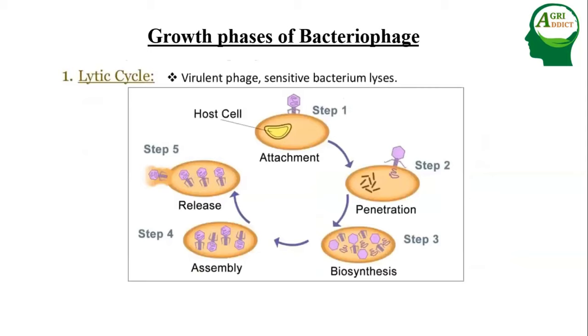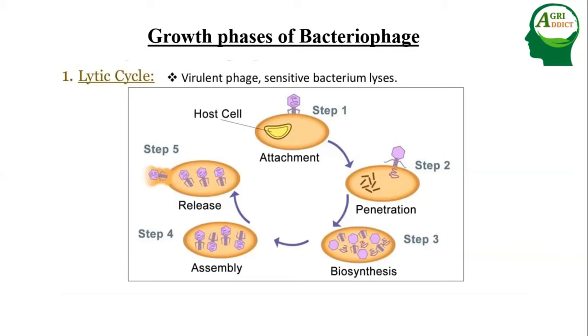These are the growth phases. There are mainly two phases here, lytic and lysogenic. In the lytic cycle, the phage will attack the bacteria. In the first step, you can see that the phage is attached to the bacteria. In the second step, it starts penetrating and transferring all its genetic material into the bacteria. Then it starts using the bacterial host machinery for its own multiplication. And once it starts multiplying, it will go for the assembly.